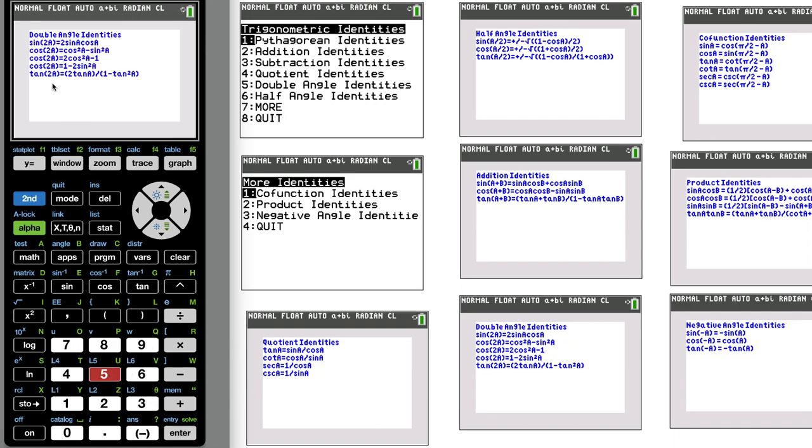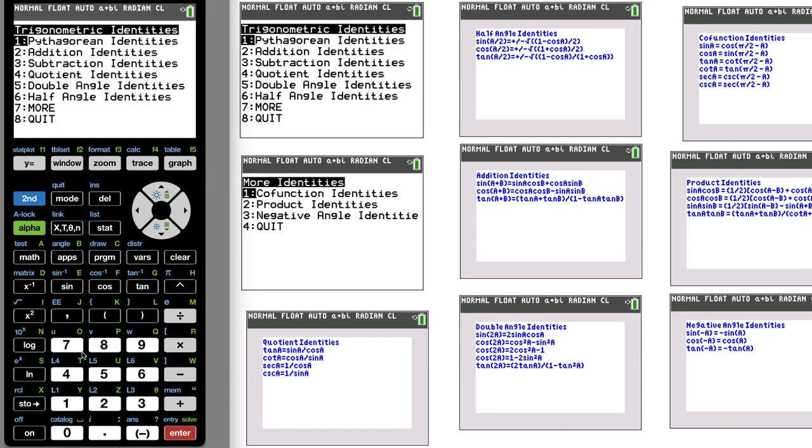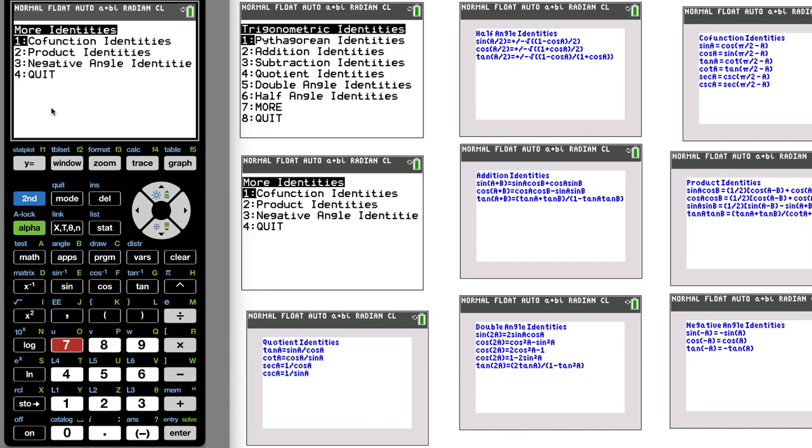So you can see it has sine 2a equals 2 sine a cosine a, et cetera. And notice there are the three versions of the cosine 2a. You may be familiar with these as the cosine 2 theta version. But let's go to the more menu here. And we also have cofunction, product, and negative angle identities.